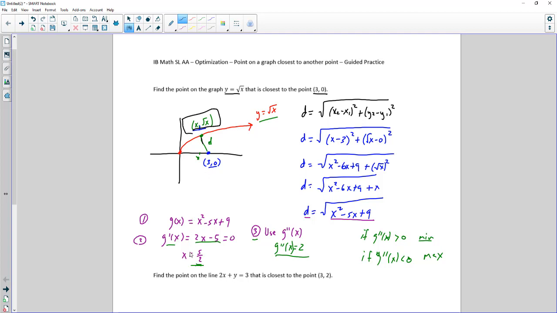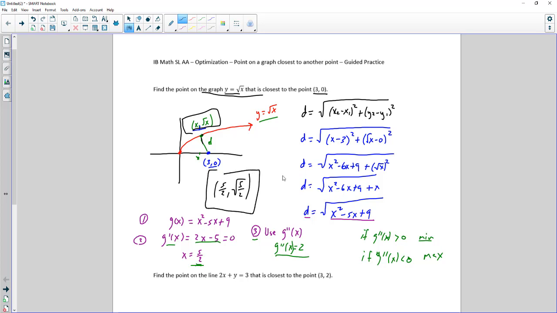Well, we found the x value to be 5/2, so we know this x value is 5/2. We'll just plug it back into the original function, because it's a point on this graph y equals root x. Since x is 5/2, we plug it into the function, and the y value will end up being root 5/2, and this will be your answer. That's how you do this.